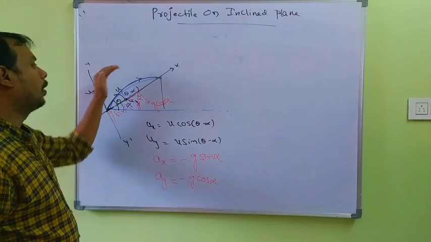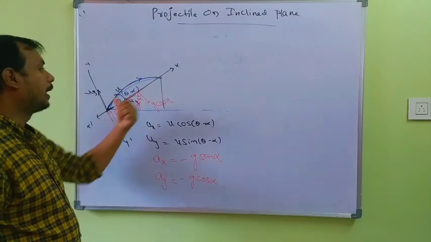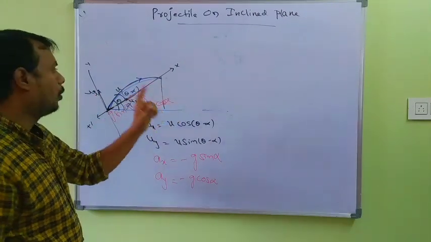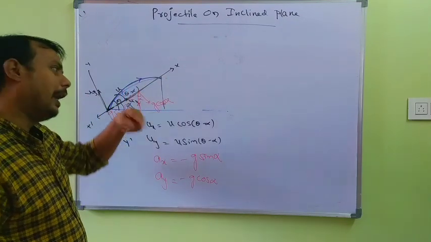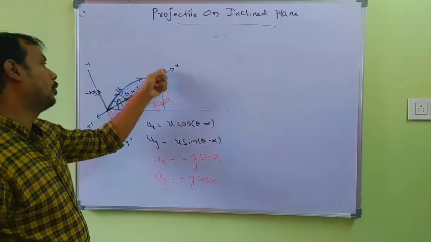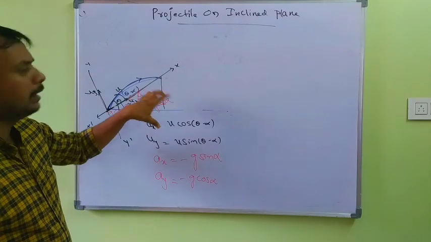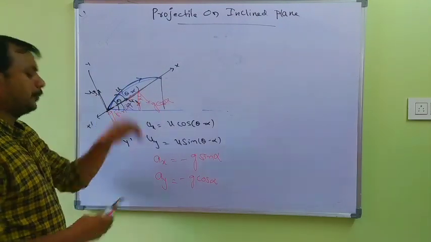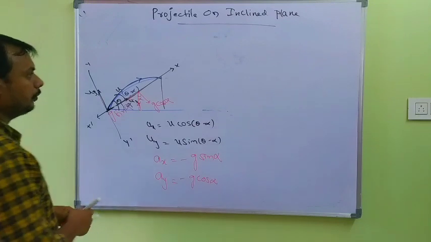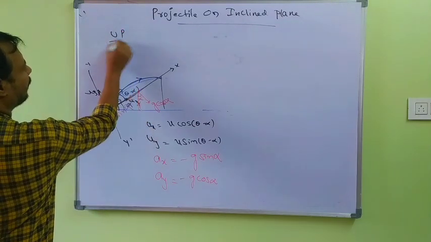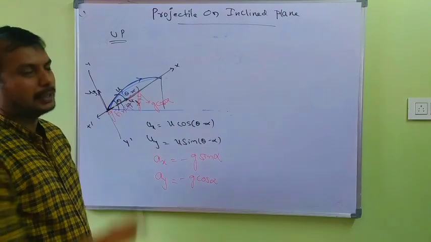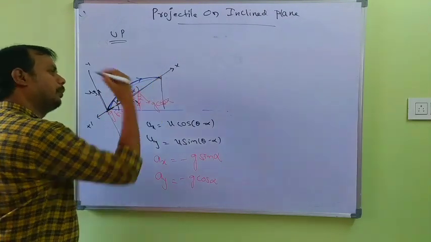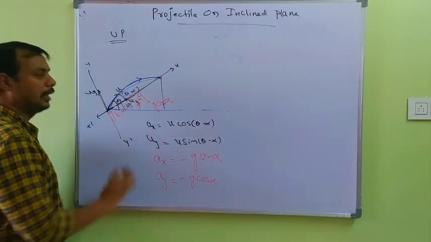Now I am calculating the time of flight and the range. Here the body is projected up on the inclined surface. Later we will discuss the body projected down from this inclined surface. So when the body is projected up, what is the time of flight? How much time is required to reach this point? I am calculating the time of flight.